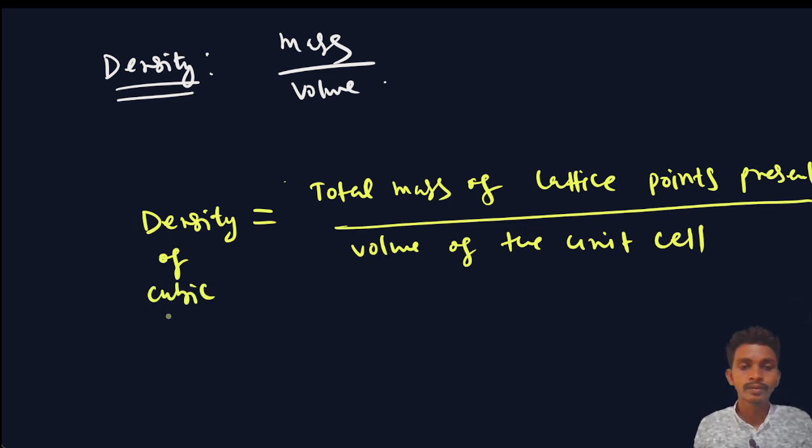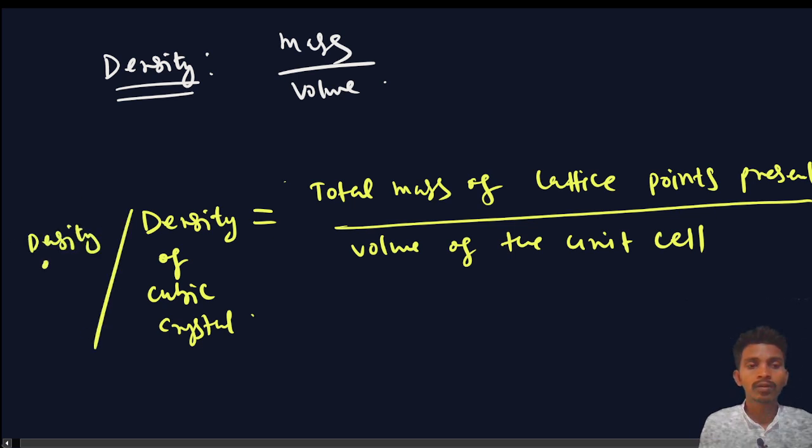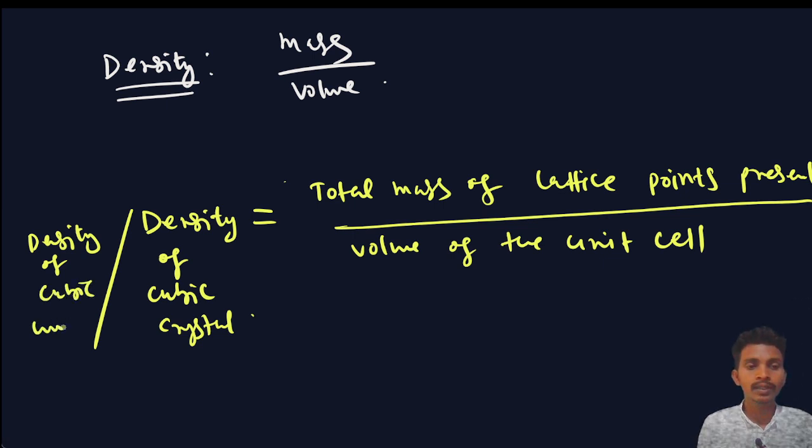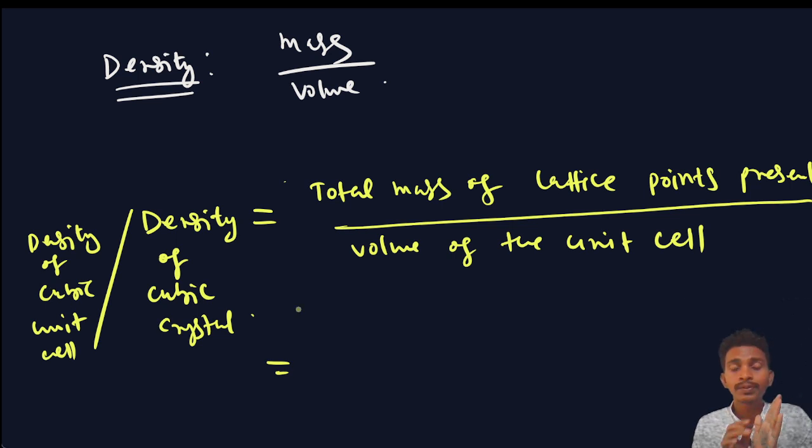Okay, this is the density for a cubic crystal, or you can say the density of a cubic unit cell, because in solid state we are only studying unit cells, that is only cubic unit cells. So the density of a cubic unit cell is the total mass of lattice points present in the unit cell upon the volume of the unit cell.